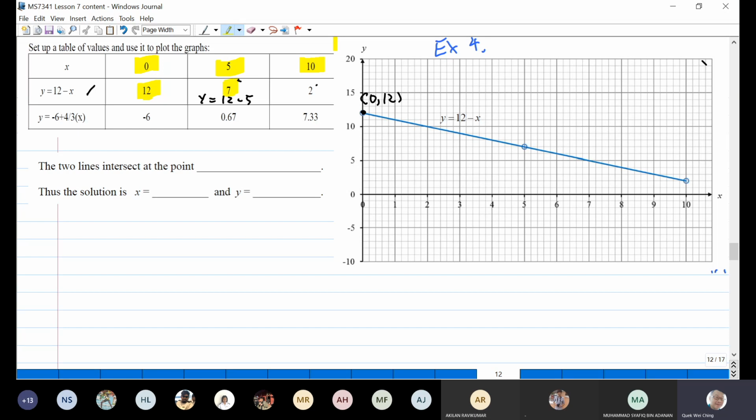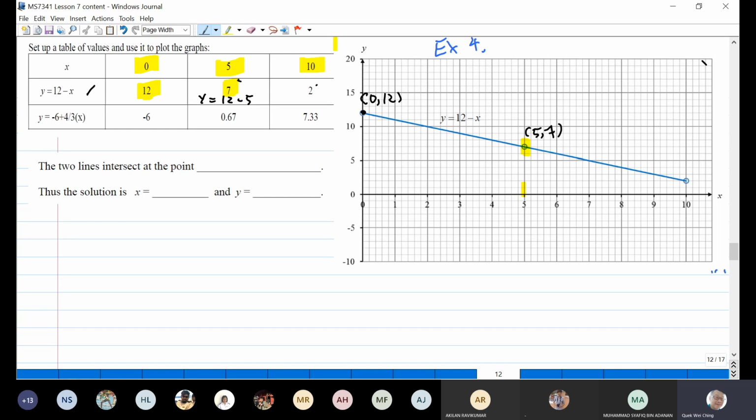Okay, (5, 7) is somewhere here. When x equals 5, y equals 7. So you get a point here. This point here is (5, 7).